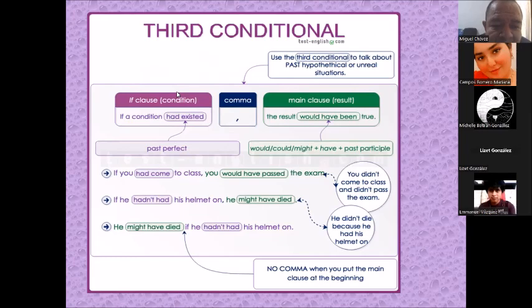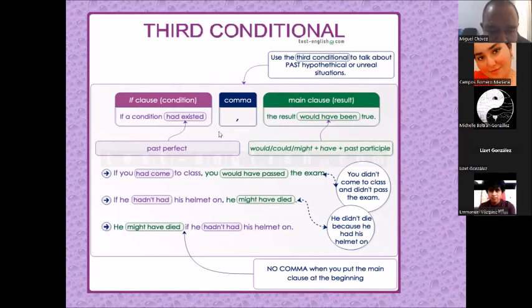The if clause is going to be in the past perfect. And the main clause that refers to the result is going to be expressed using would, could, might, plus have, plus past participle. Those are going to be the two most important things in this structure.